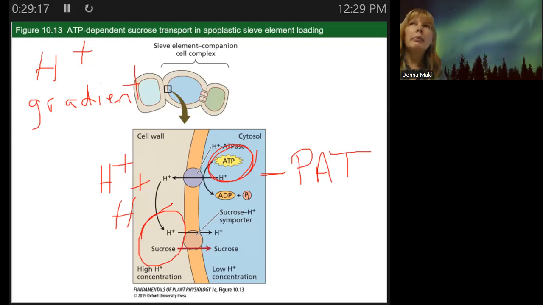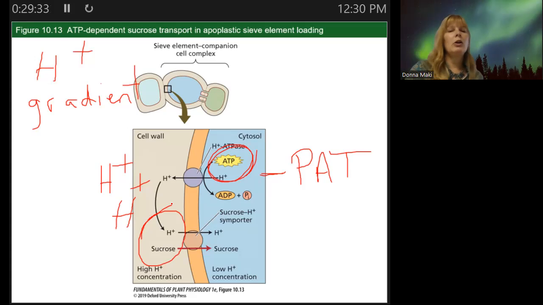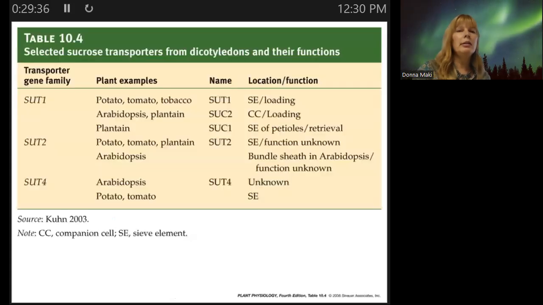So all that has to happen if sucrose ends up in the apoplast. You've got some work to do to get it into the companion cell and sieve tube element. So it takes extra effort, but they can demonstrate it, at least when they go experimentally and look for it.